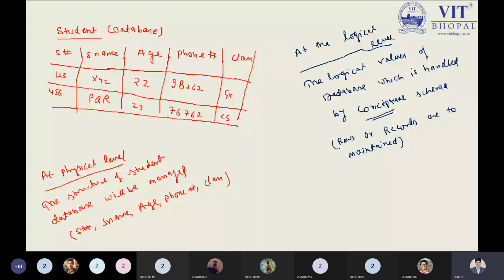Yes, sir. Okay. So at the physical level, only the fields are being handled, and at the logical level, the records are being handled. Is it like that? Yes, definitely. The physical level means we are talking about storing the structure of the database on the disk. What are the values which are managed by this table or this database? That is handled by our logical level.